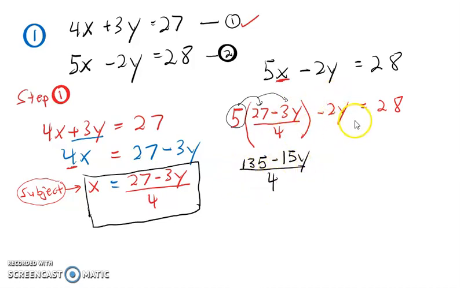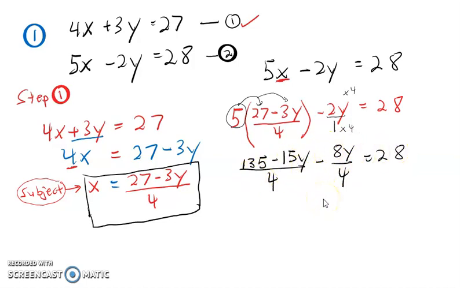If you have a whole number like this, it is actually over 1. Now we have to multiply to make the denominator the same. So here we multiply by 4 and multiply by 4, both up and down. So we are going to do minus 8y over 4 equals 28.